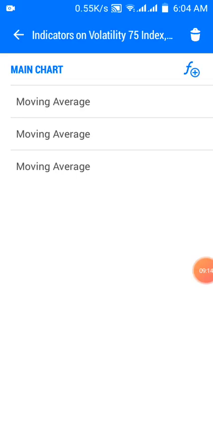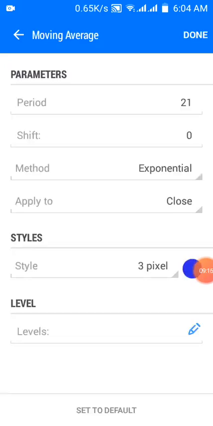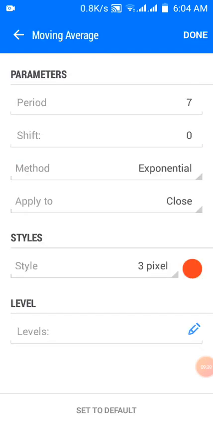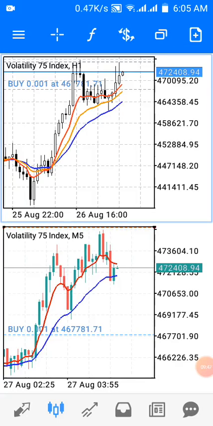The indicators are: we have a 21 period exponential moving average, blue color, and then we have a 13 exponential moving average, orange color, and finally we have a 7 exponential moving average, red color. That's for the upper window.